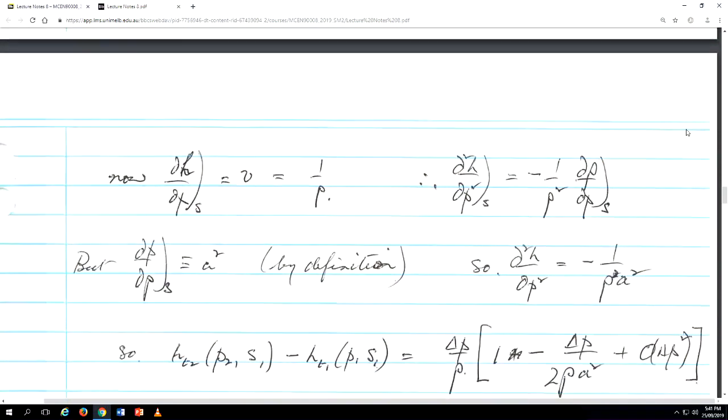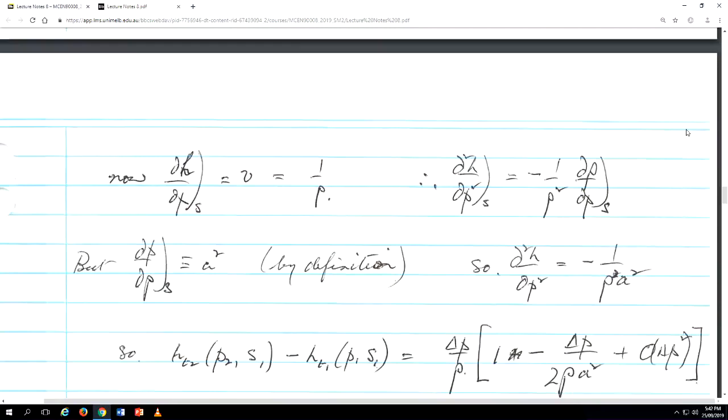You saw that TdS was dH minus VdP, that's the thermodynamic identity. So at fixed entropy, the left-hand side is 0, so dH/dP at fixed S is automatically the specific volume V, which is 1 upon rho. So I can work out d2H/dP squared, I just differentiate that with respect to P, and that's minus 1 upon rho squared, d rho/dP at fixed entropy.